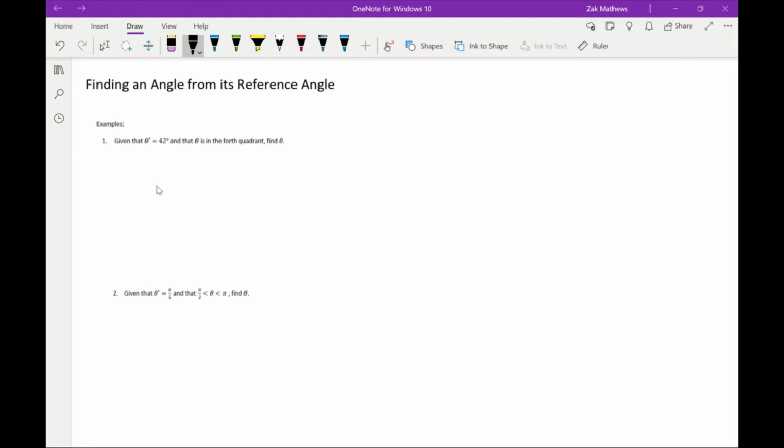In the previous video we talked about what a reference angle is and how to find those reference angles. And I said that we can go backwards. We can take a reference angle and use it to find the initial angle. That's what we're going to do in this video. Given that, we're going to jump right into some examples.